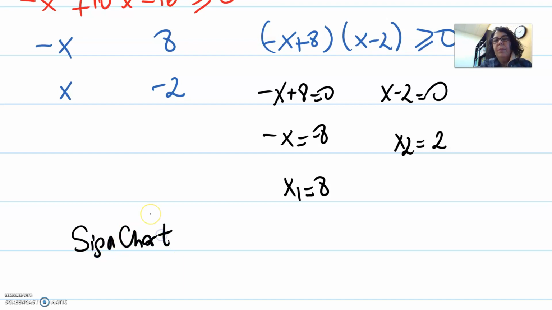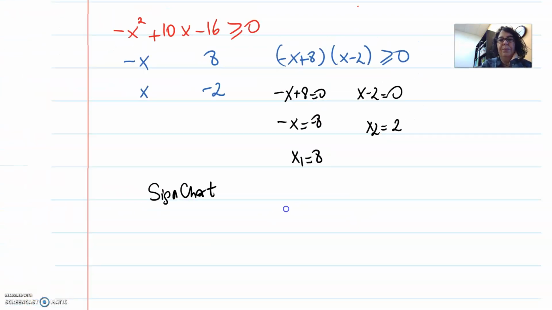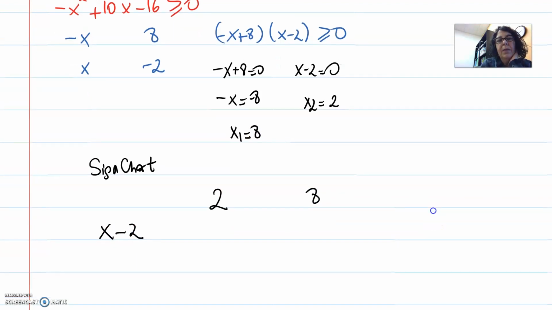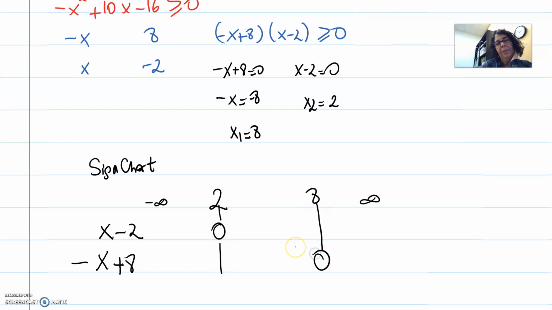Sign chart rule number 1, you put your roots in order. Let's do it this way. 2 comes before 8, and 2 is the root of x minus 2 here. 8 here. 8 is the root of negative x plus 8. And this is my negative infinity here and my positive infinity there. So 2 is a root for x minus 2, 8 is a root for negative x plus 8.